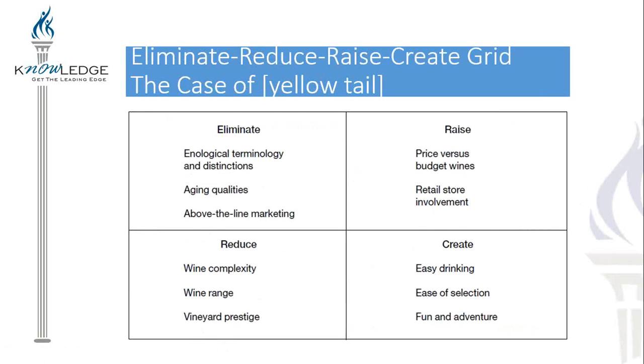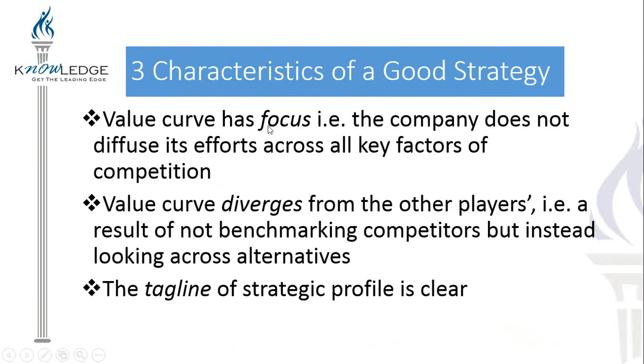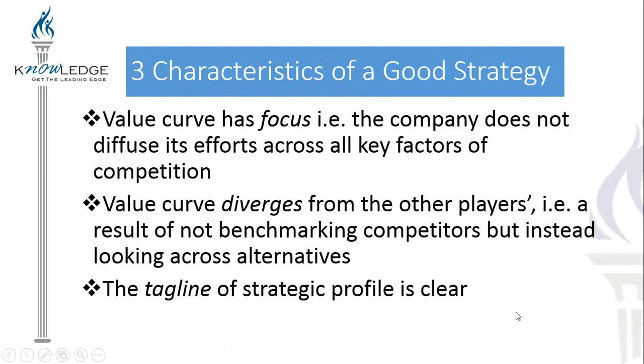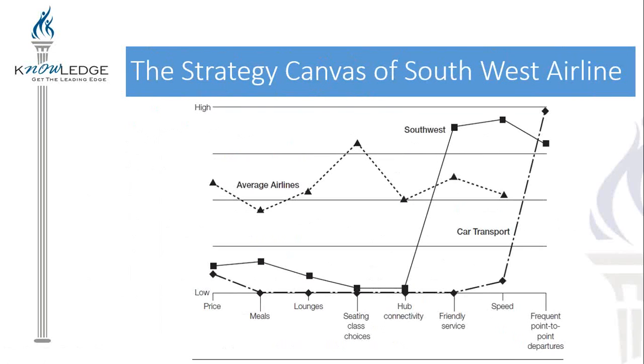So when we are talking about strategy, there are three characteristics that define a good strategy. Number one is focus. Number two is value curve diverges from other players. And number three is a strong tagline. If you see over here, the Yellowtail strategy canvas is diverging from the industry strategy canvas. While at the same time, Yellowtail has a very strong focus on eliminating the complexity and introducing ease of drinking, ease of selection, fun and adventure. And finally, I will present another case of Southwest Airlines before we conclude this webinar.